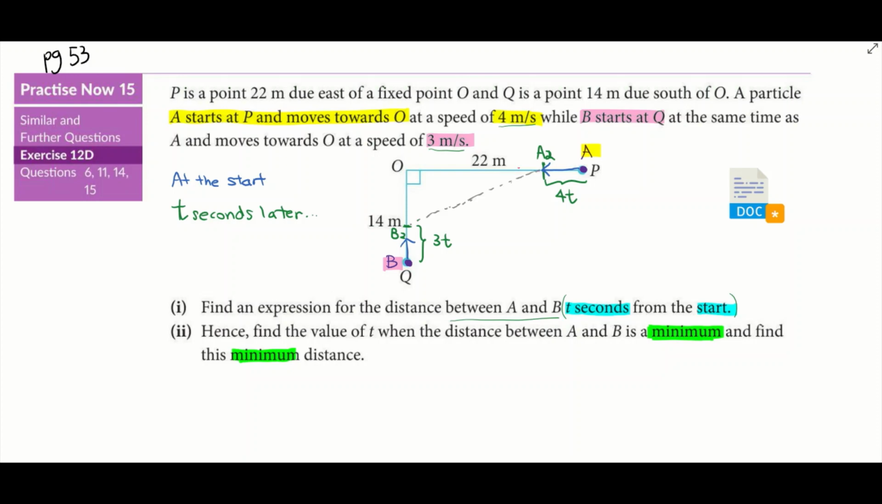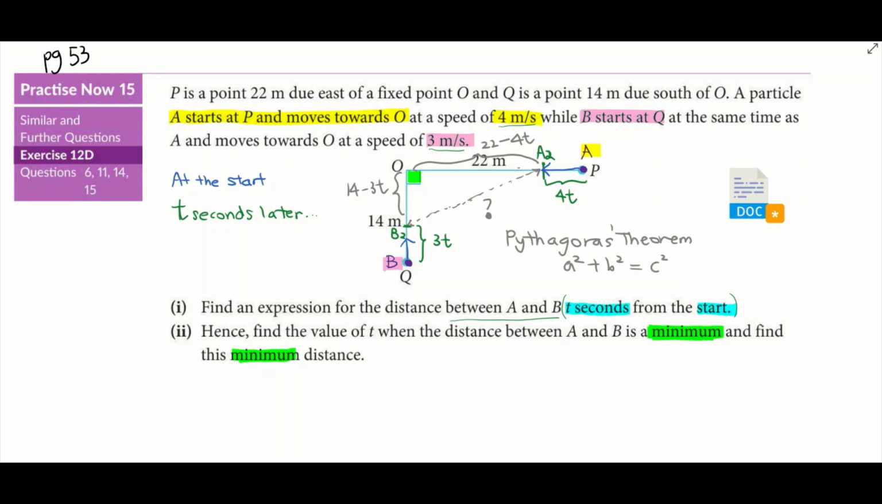Now then, how will we find the distance between A and B t seconds from the start? This is indicated with the gray dotted line. The hint will come from this. It's a right-angled triangle, so what we can think of is Pythagoras theorem. And Pythagoras theorem states that a squared plus b squared equals c squared.